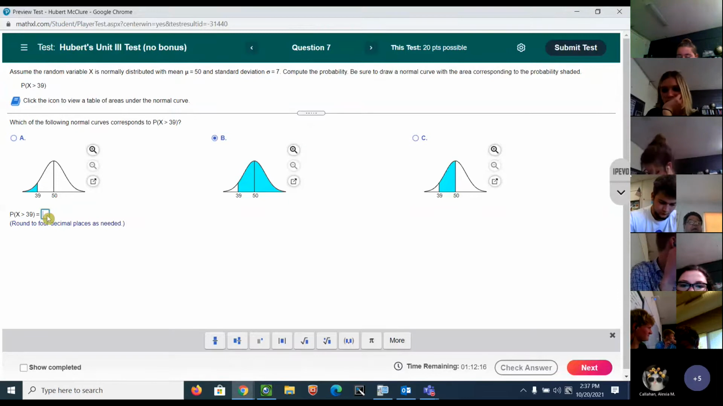Again, they ask for an area, and they say round to 4 decimal places. But when they give you an area, they give you 2. 0.9418.